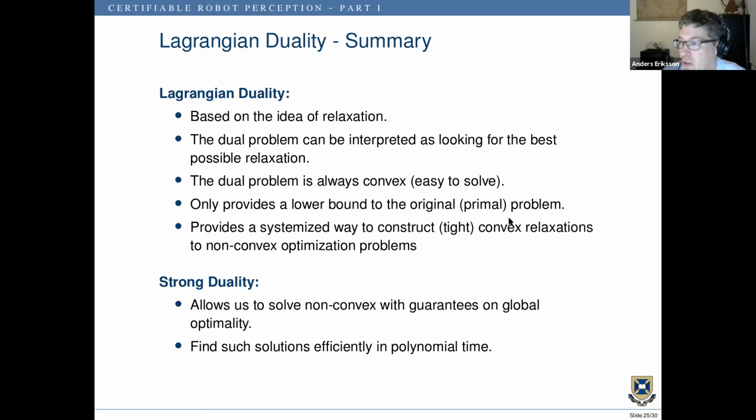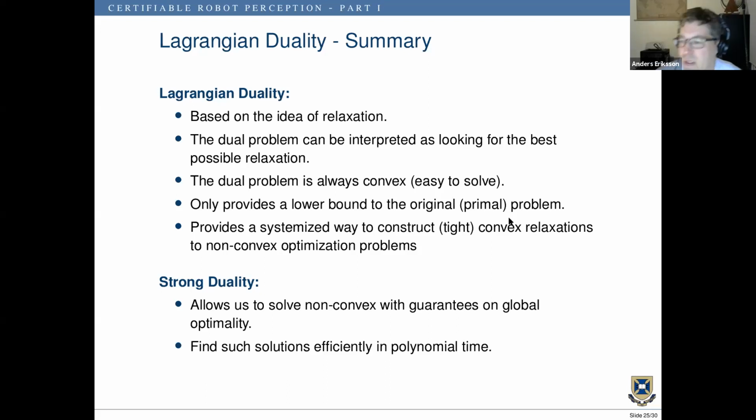So just a quick summary of Lagrangian duality. Yeah, and that is essentially it. That is the idea behind Lagrangian duality. And to just quickly summarize it, it's based on the idea of relaxation. The dual problem can be interpreted as looking for the best possible relaxation. The dual problem is always convex, so it's easy to solve. But it only provides a lower bound to the original primal problem. But it does provide a systematized way to construct tight convex relaxations to non-convex optimization problems.